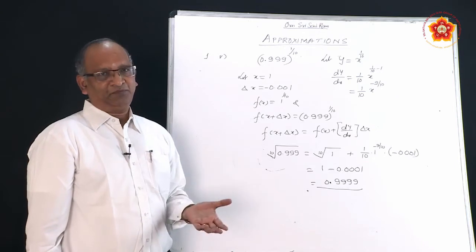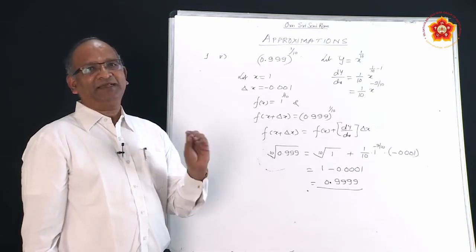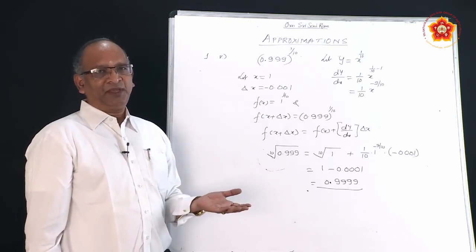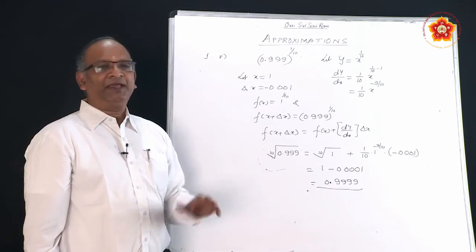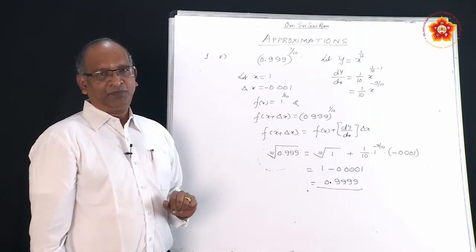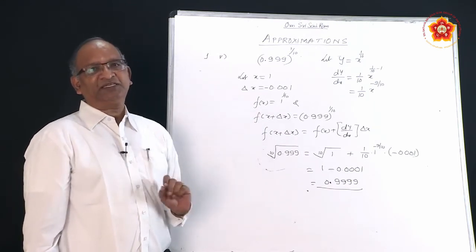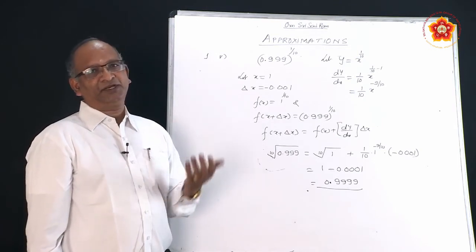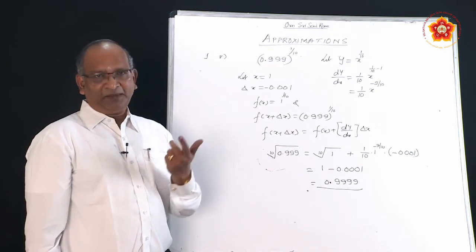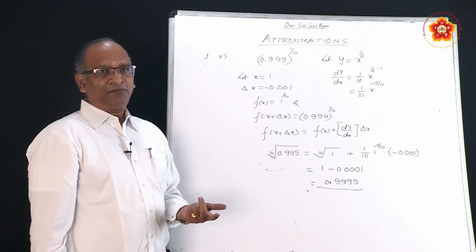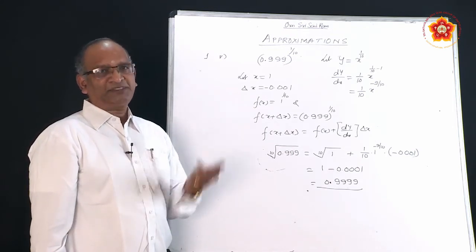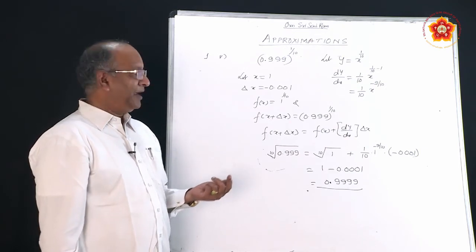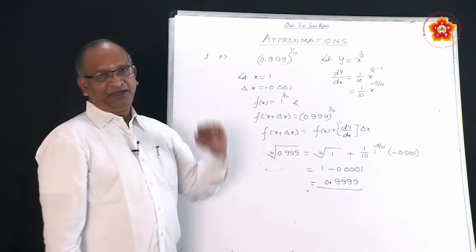The formula is the same. Only the values of x and delta x keep changing, and the function keeps changing according to the problem. So even though there are 15 such problems, all are very, very simple. You just need to practice. We'll just take one more problem before we close this particular session and find the value.